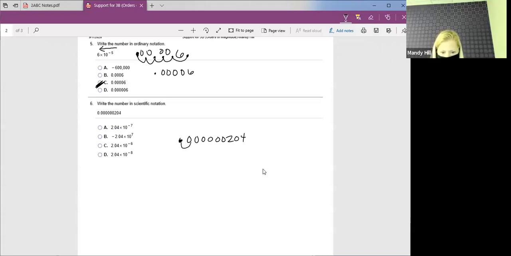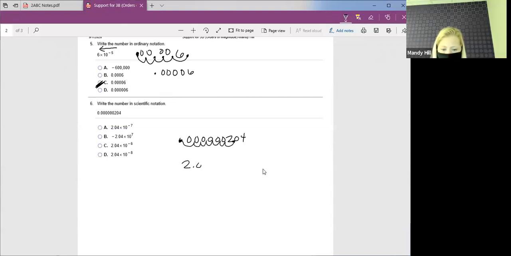but we're going to move it. 1, 2, 3, 4, 5, 6, 7. Now hold on, I need the number to be between 1 and 10. So I need to stop at the 2 because if I move it to the 0, we're going to have 20, and 20 is not between 1 and 10. So we need to back up and stop at 2. 3, 4, 5, 6, 7 to get the decimal right here.